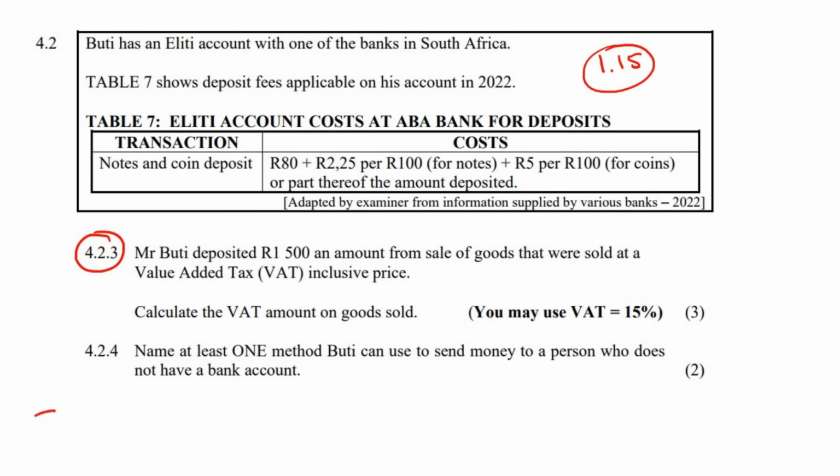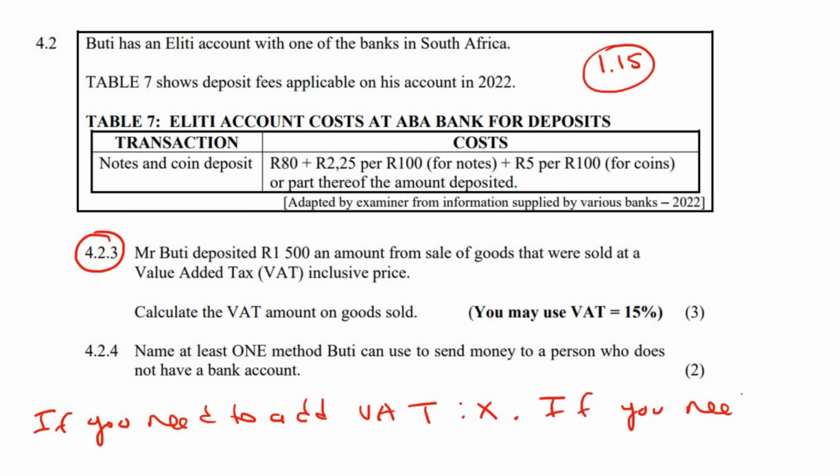Okay, let me write that down. If you need to add VAT, then multiply. If you need to remove VAT, then divide. Okay, so Mr. Booty deposited 1,500 Rand, an amount that was sold at a VAT inclusive price. Okay, so VAT is already inside there. So we need to take the VAT away. So what are we going to do? Divide. So we're going to say 1,500 divided by 1.15.